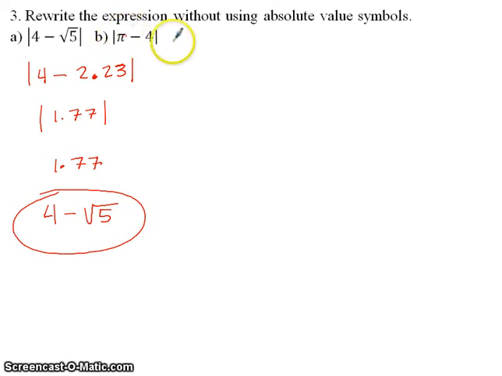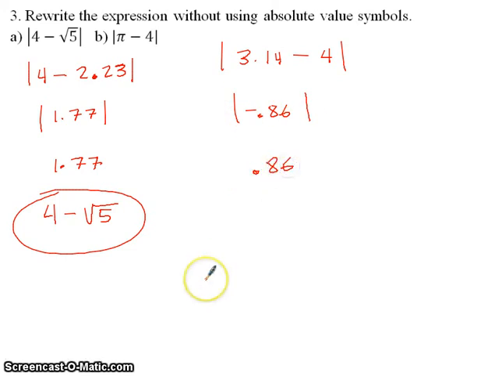So this next one here, we have pi minus 4. Well, that's going to result in a negative value because 3.14 is equal to pi. So we have a negative value that's going to result on the inside of our absolute value here. And then we take the absolute value, and that comes out positive.